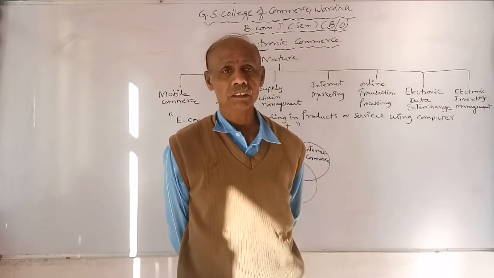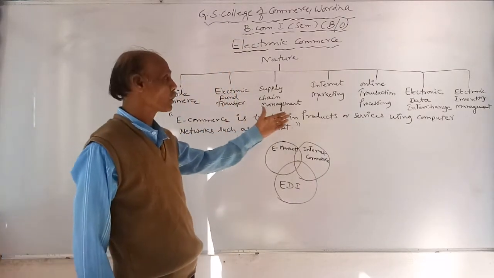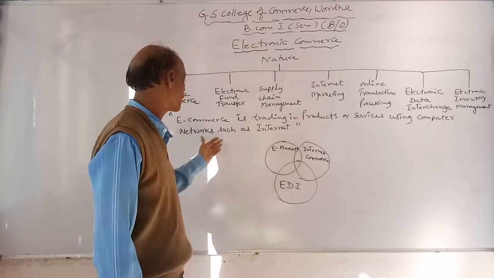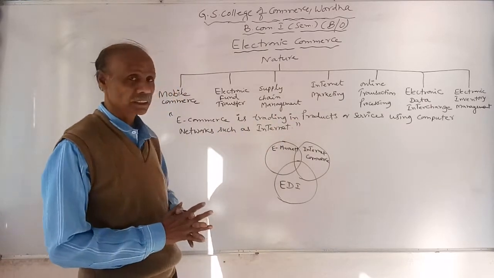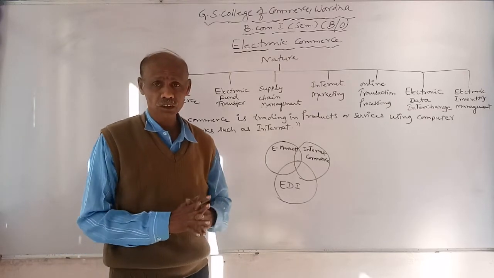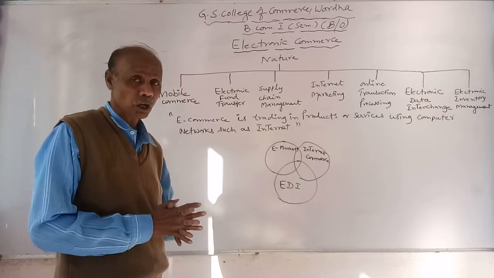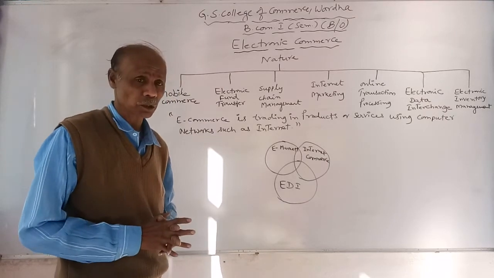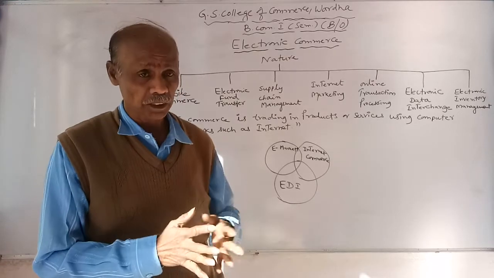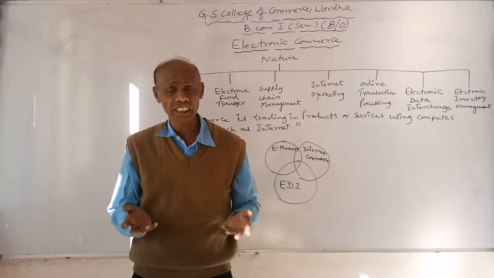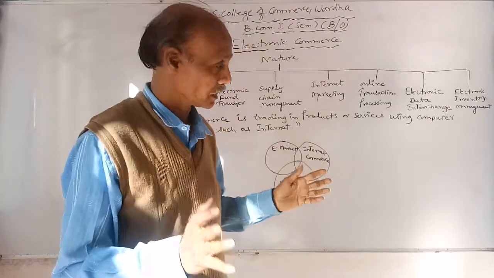If you observe, electronic commerce is trading in products or services using computer networks such as the internet. Very simple. Generally, commerce consists of trading, buying and selling. What? The products. Then what is a product? A product may be a physical good, a service, or an idea, or a combination of all these three.